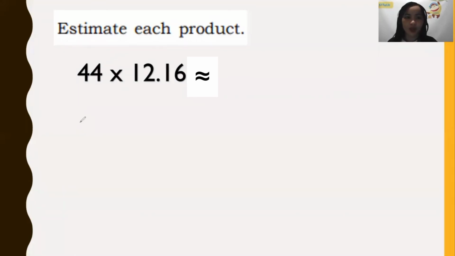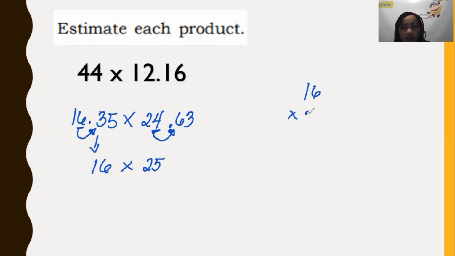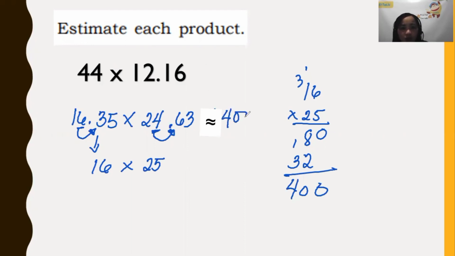Let's have another example. If we have both mixed decimal, if we have 16 and 35 hundredths times 24 and 63 hundredths. So they are both mixed decimal. So we need to round this into 16, and this will become 16 times 24 should be rounded. Ang katabi niya ay 6, so round up equals 25. So we have 16 times 25, we have 30. 5 times 1 is 5, plus 3 is 8. 6 times 2 is 12. 2 times 1 is 2, plus 1 is 3. 0, 10. So approximately equal to 400.